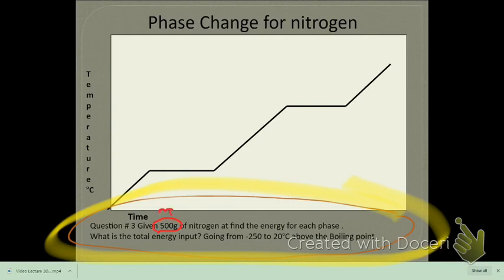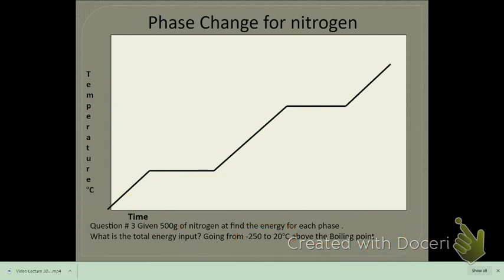And it tells me I need to find the energy for each phase, or the total energy for input if I'm going from a negative 250 to 20 degrees above the boiling point. So whatever the boiling point is, I'm going 20 degrees higher. So let's go ahead and get our diagram put together.